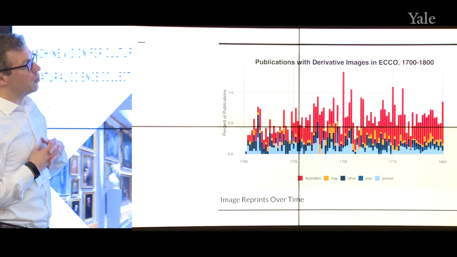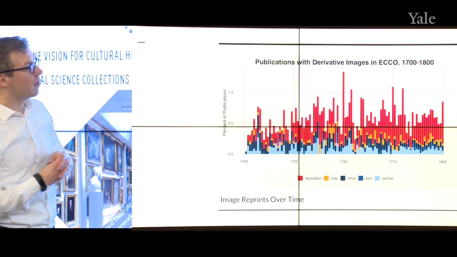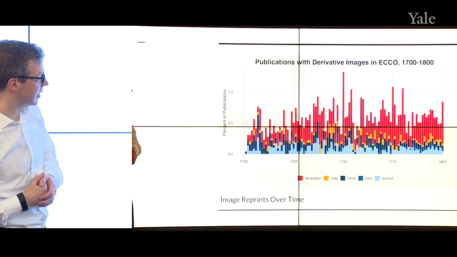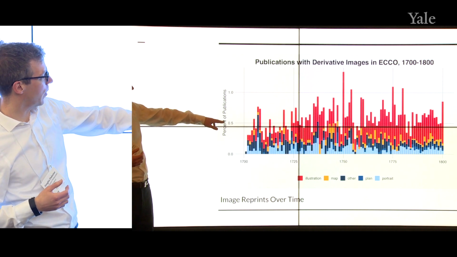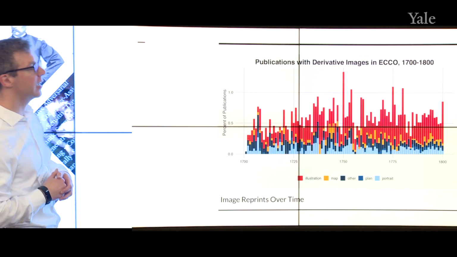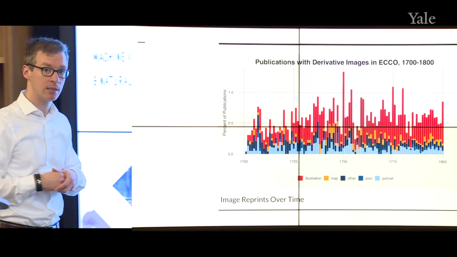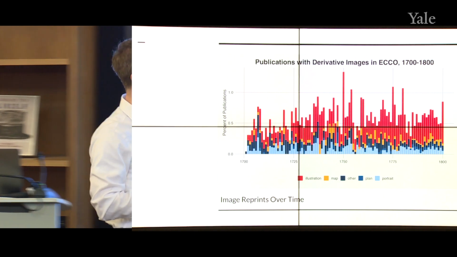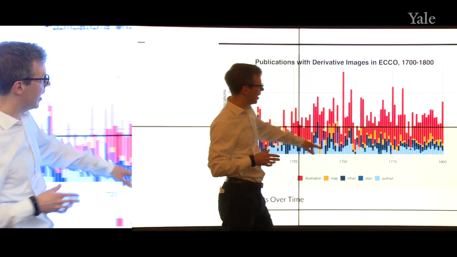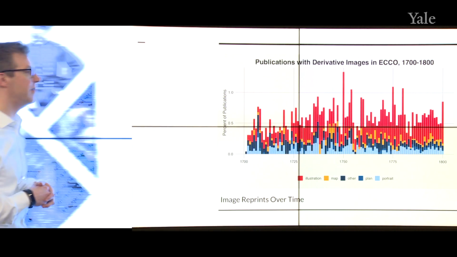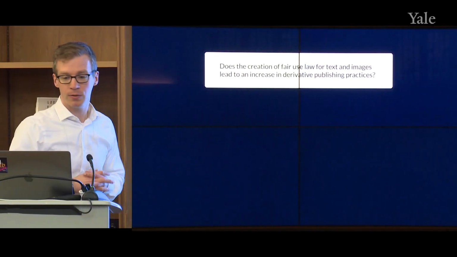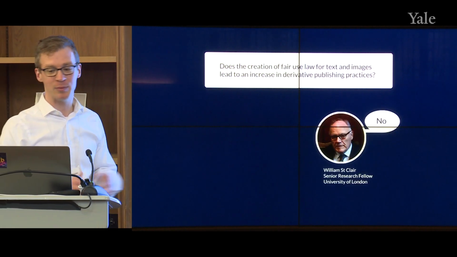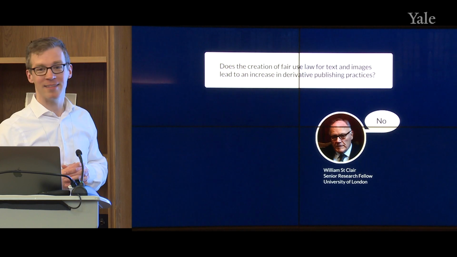But if we look at the rates of image reuse over the full sweep of the century, we can see it's very minimal in the first place. In fact, only about half of 1% of book publications contained derivative images, contained plagiaristic images over the sweep of the century. And there's no noticeable spike after the Sayre v. Moore case in 1785. So to return to the original question, does the rise of fair use precedent increase derivative artistic practices? It seems William St. Clair was right to think not.